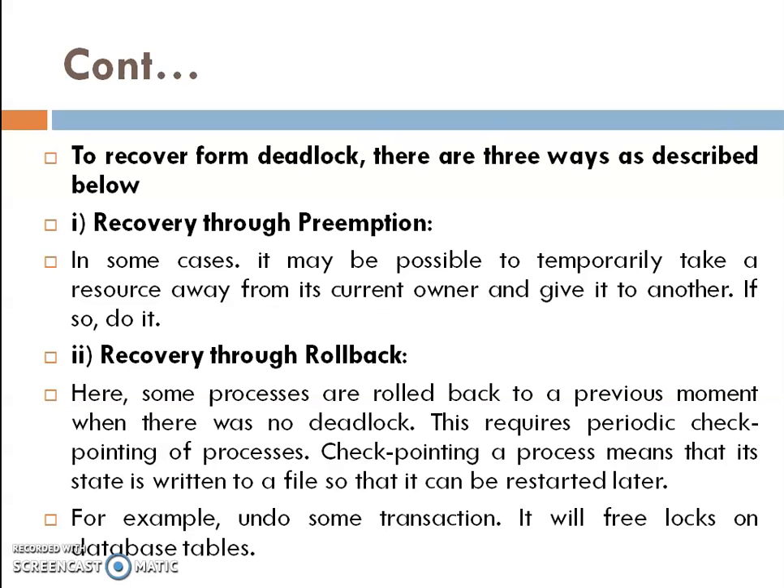Then second, recovery through rollback. Here some processes are rolled back to a previous moment when there was no deadlock. This requires periodic checkpointing of processes. Checkpointing a process means that its state is written to a file so that it can be restarted later. For example, undo some transaction. It will free the lock on the database table.